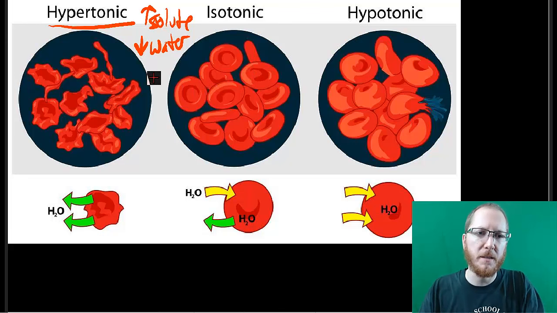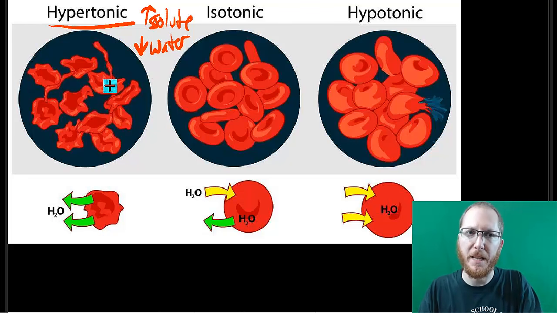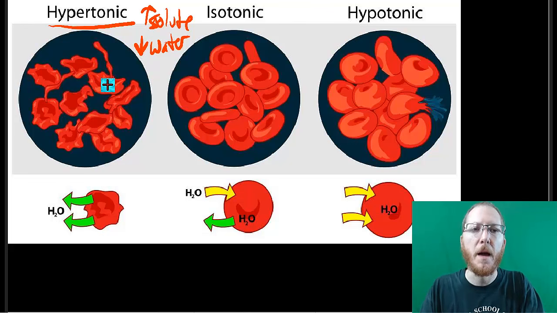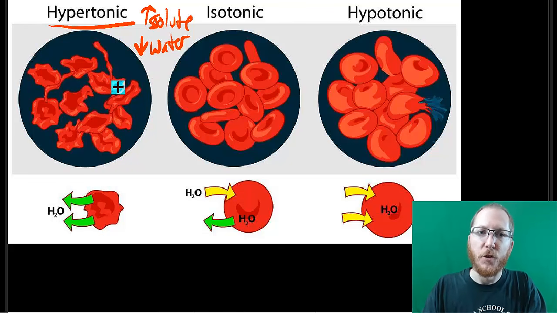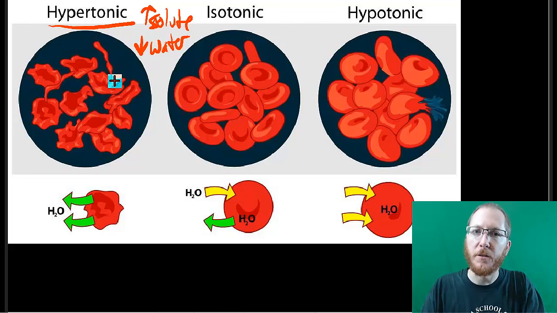And so the cells themselves, which would be considered hypotonic, meaning they have less solute than what's around them, have more water. Because they have more water than the surroundings, there's a gradient, and so water wants to leave.